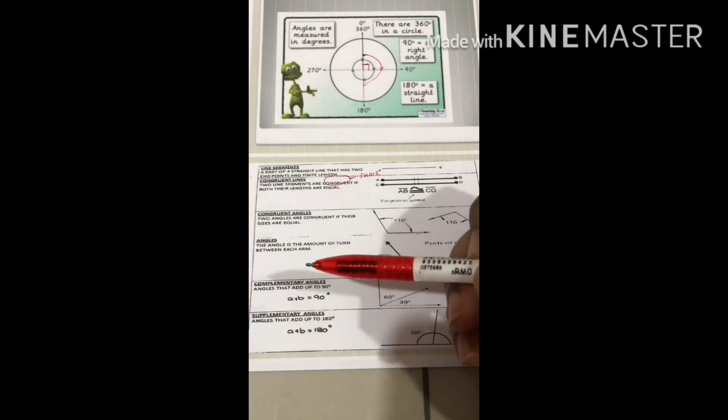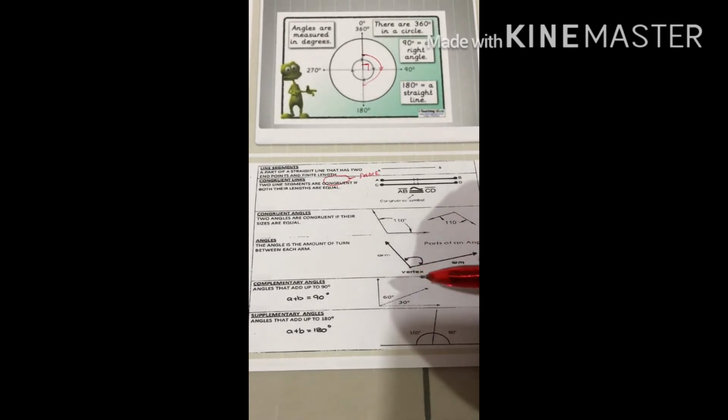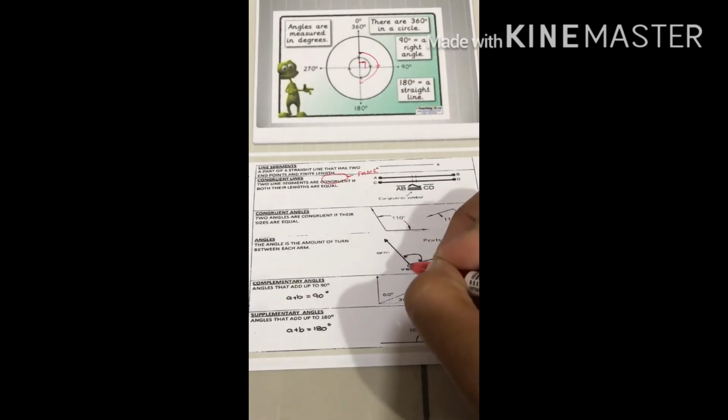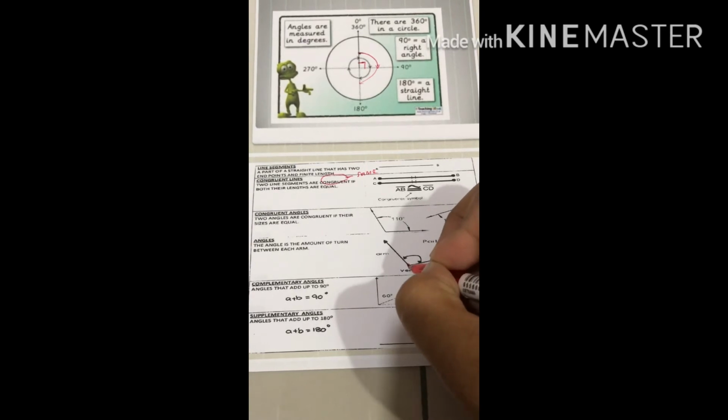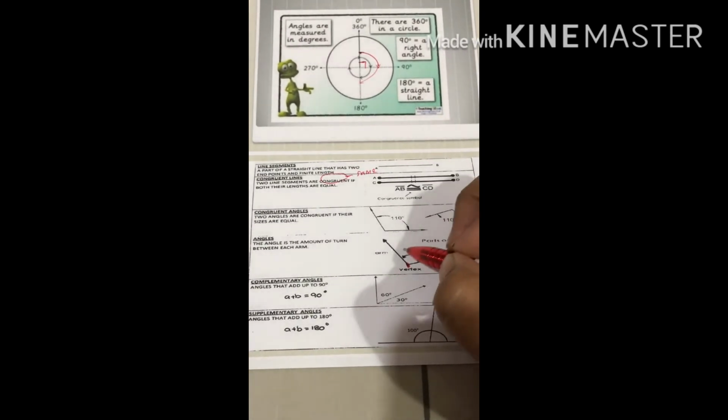And then angles: the angle is the amount of turn between each arm. This one we call the arm. Here, this one is the vertex, and in the middle this one is the angle.